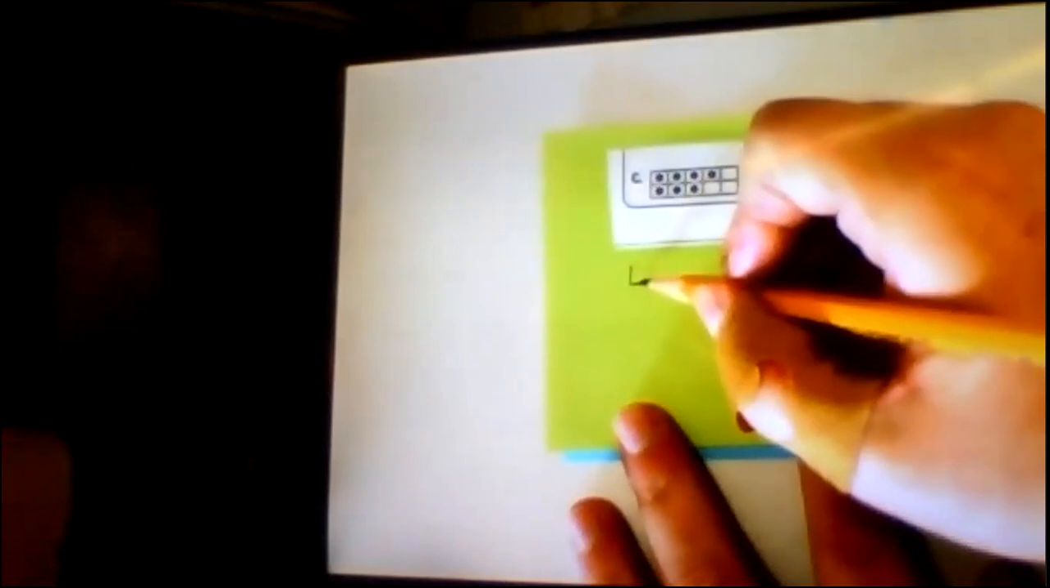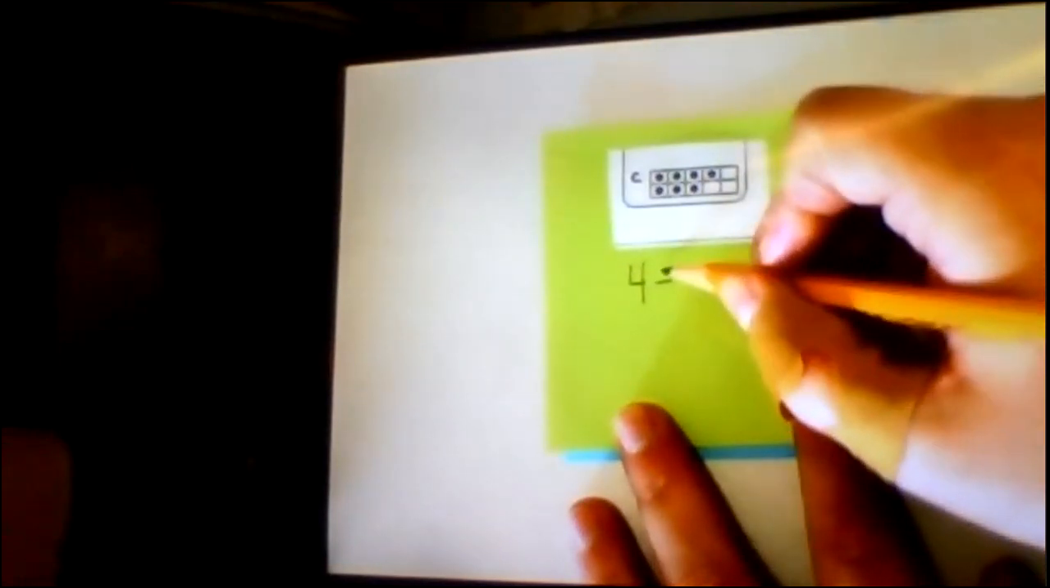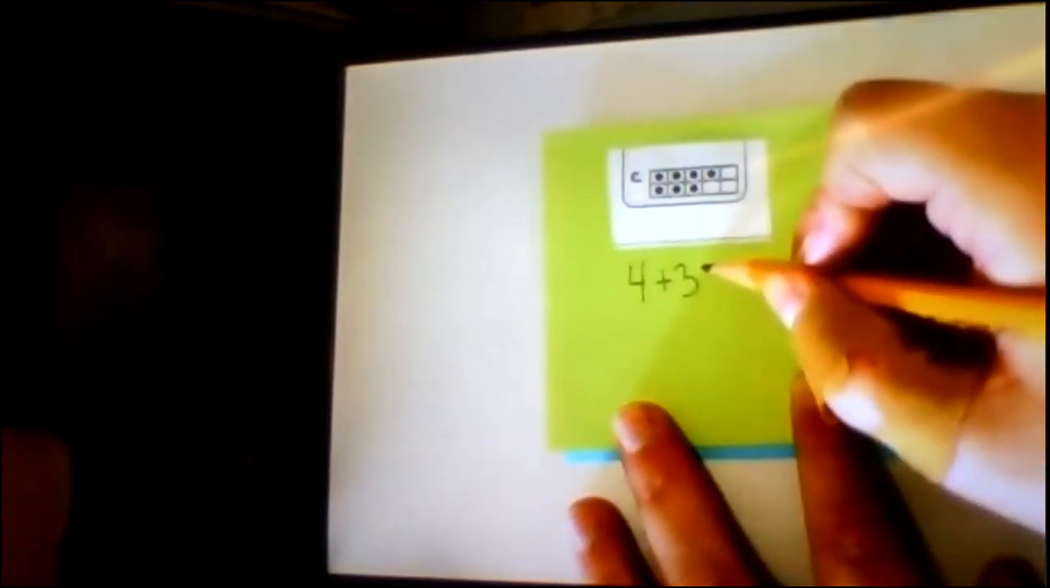When I look at this 10 frame, I see 4 dots on the top row and 3 dots on the bottom row. So we can write this equation about this 10 frame. We have 4 dots on the top plus the 3 on the bottom. That means we have how many total dots? 7. That's right. Nice work. Okay, let's look at our next 10 frame.